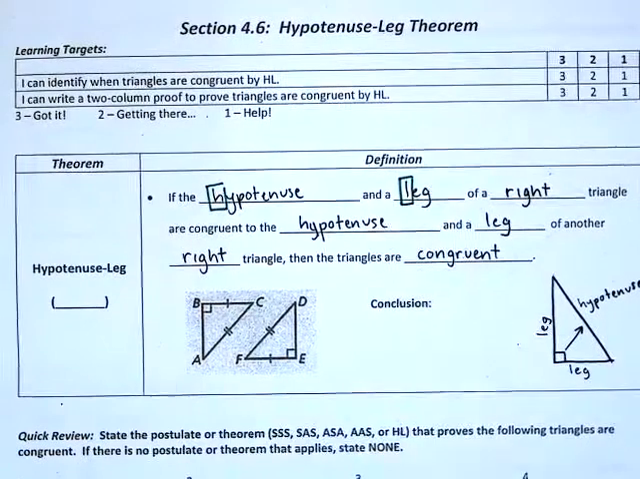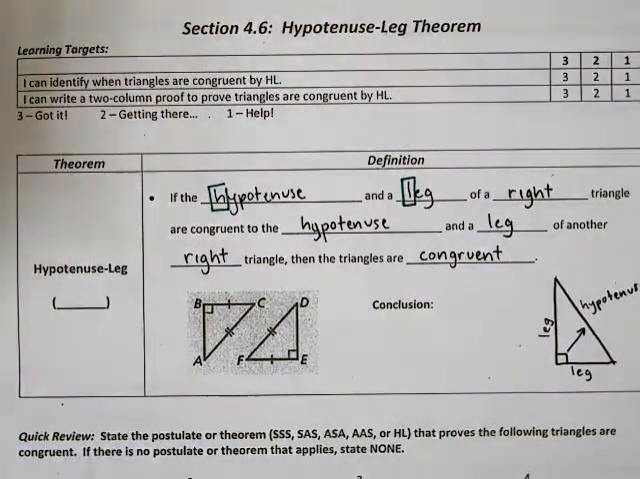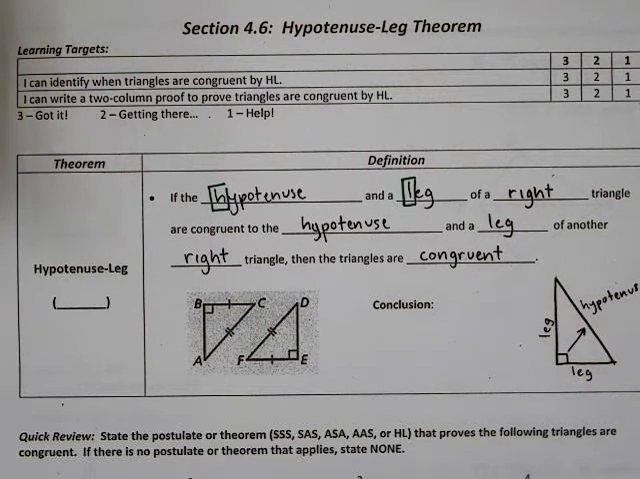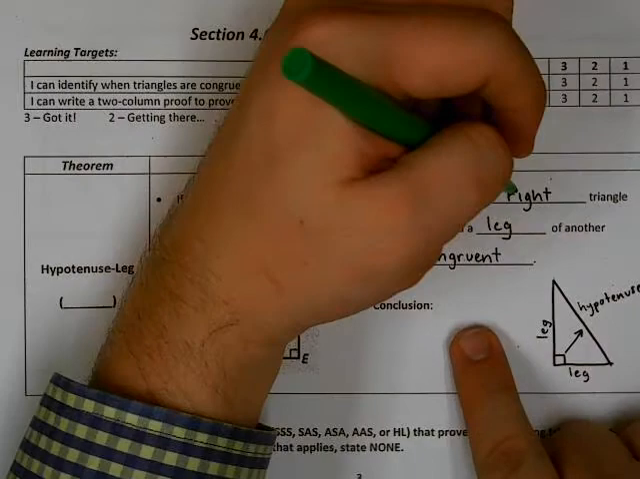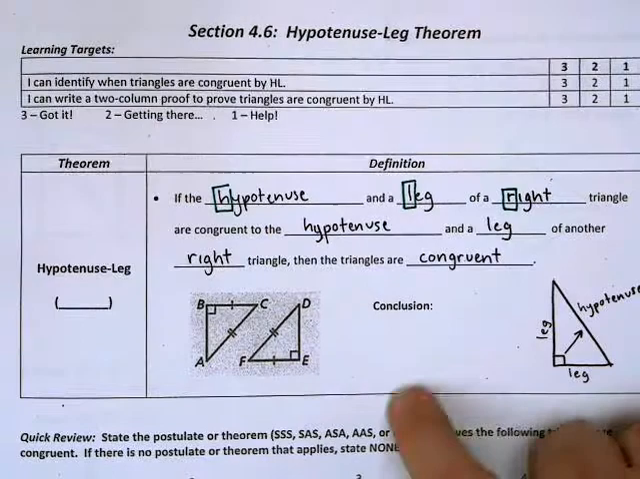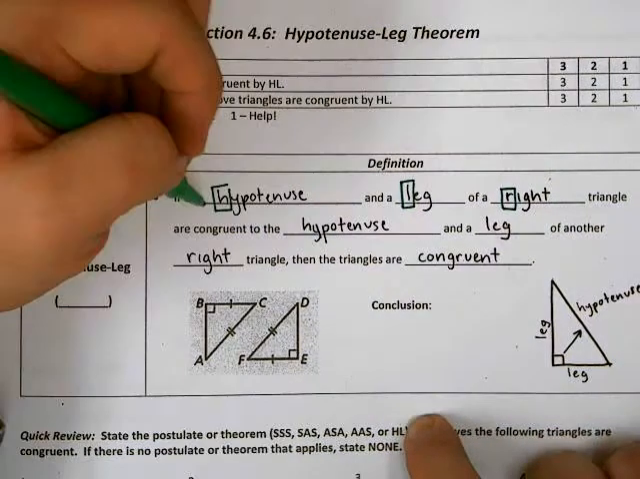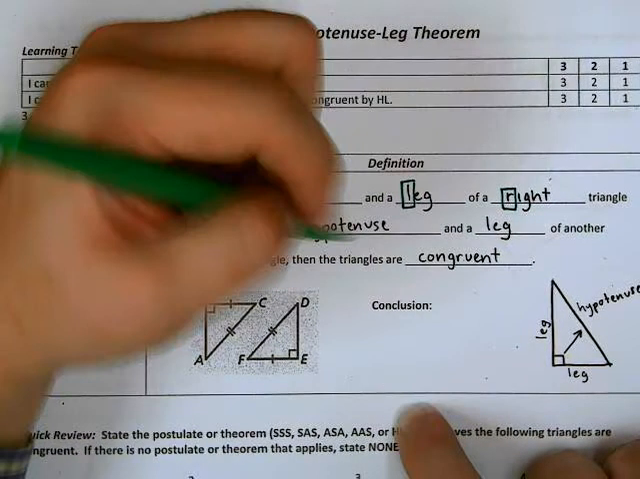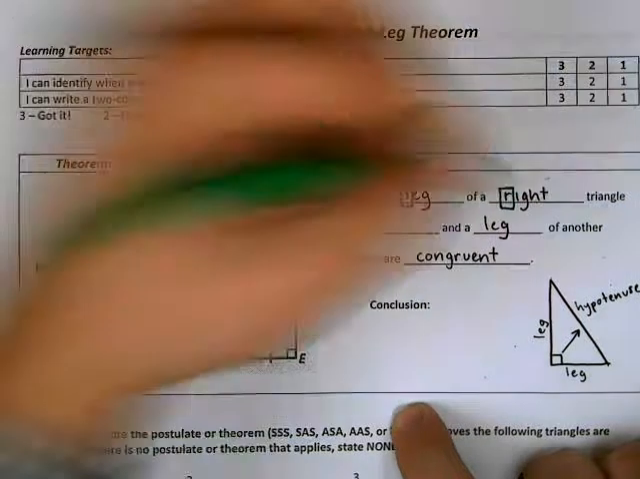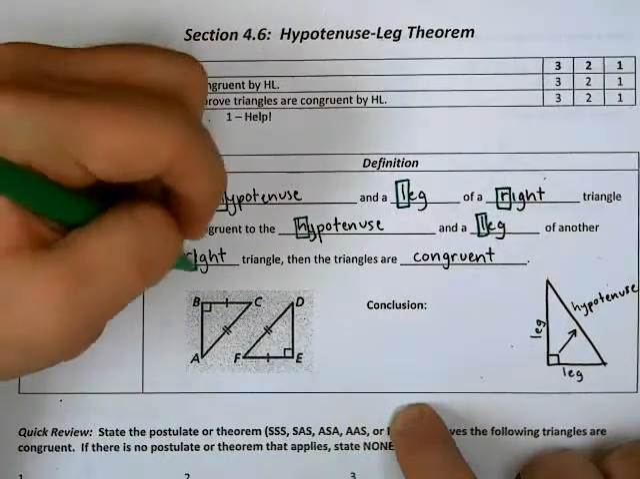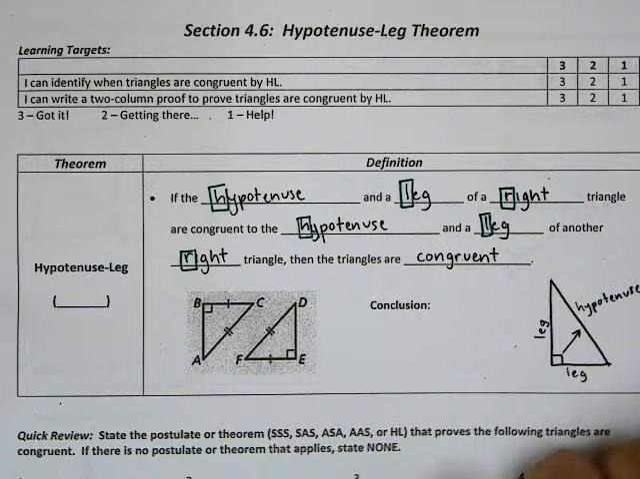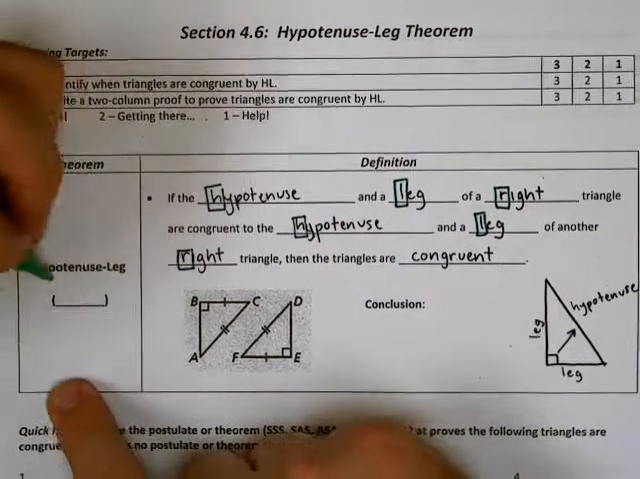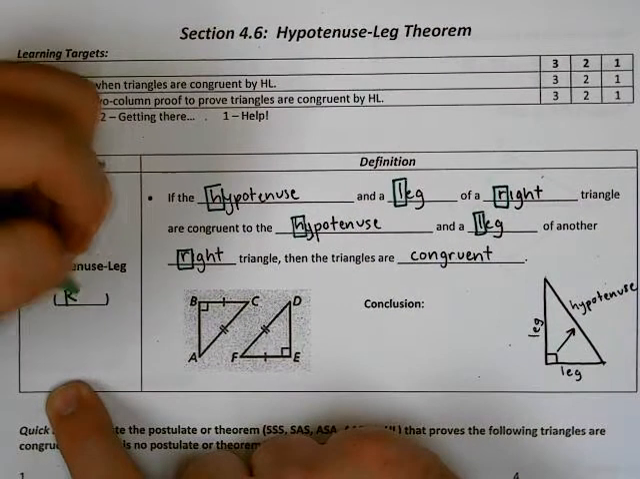The thing that we're going to do to keep it consistent with our others, in that we've had SAS, ASA, SSS, we've always used 3 letters. Well, we're going to do the same thing, and we're going to make a third letter for R. So we need the hypotenuse and leg of a right triangle to be congruent to the hypotenuse and leg of another right triangle. Alright? So there's the 3 letters that we need. And so instead of writing HL, I'm going to say RHL.